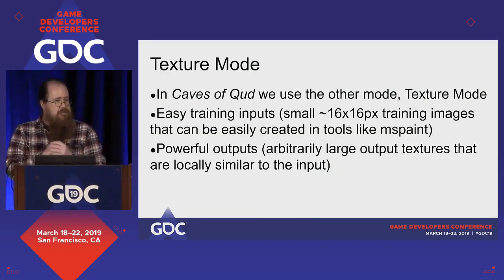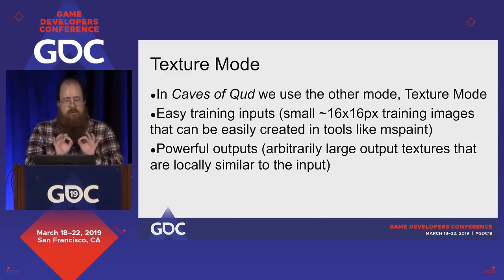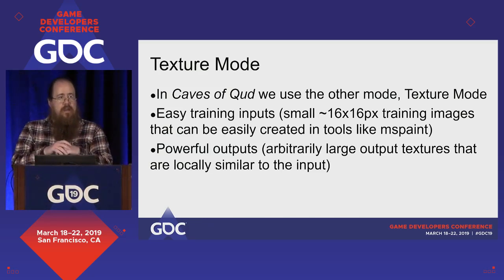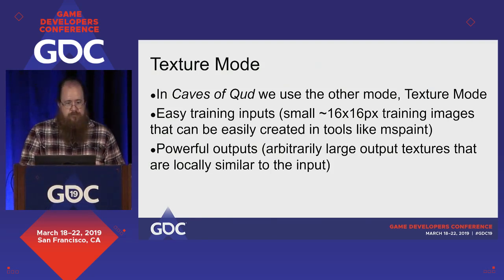Instead, we use texture mode. Texture mode uses small training inputs. They can be big, but it's most powerful when they're small. Maybe 8 by 8 or 16 by 16 training images, and they can produce arbitrarily large outputs with the character of that input training image.